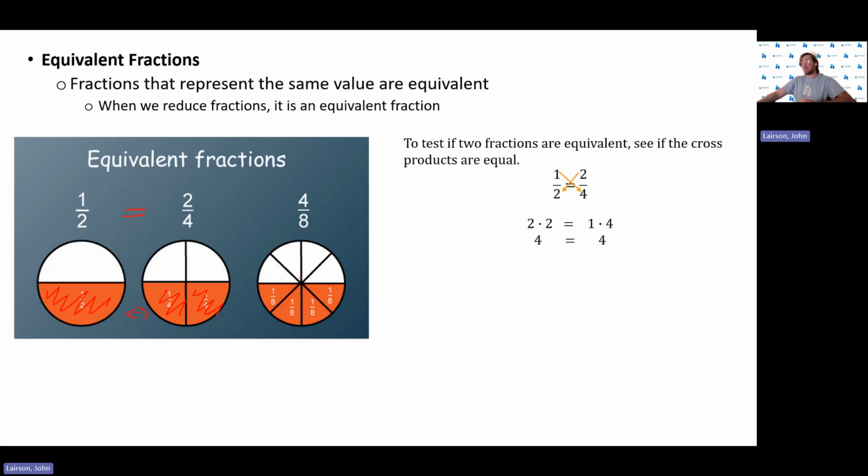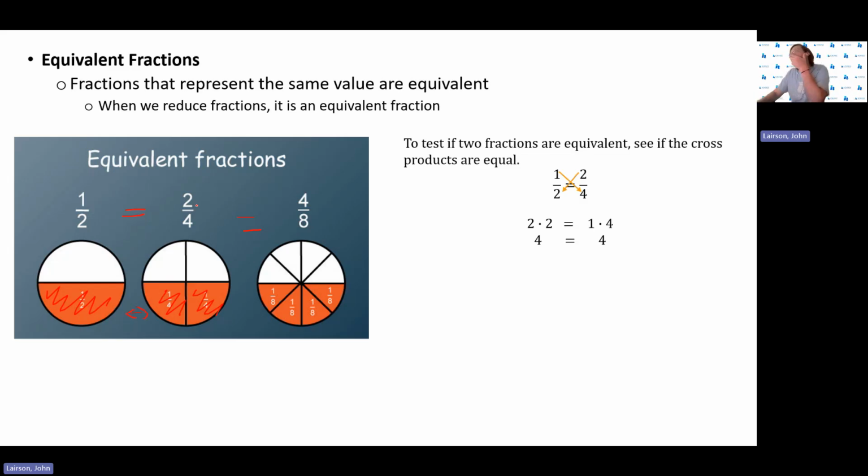And then same thing with 4/8, right? We're splitting it up into 8 equal parts, and you have 4 of them. You have half of the circle. So 1/2 is the same as 2/4. 1/2 is the same as 4/8, and so on.